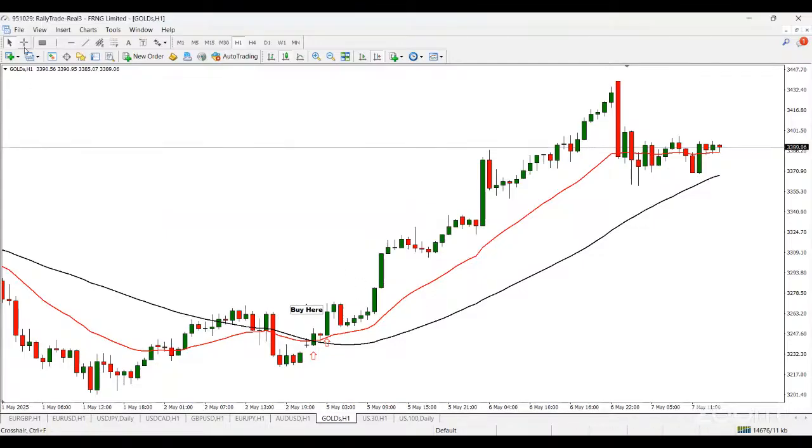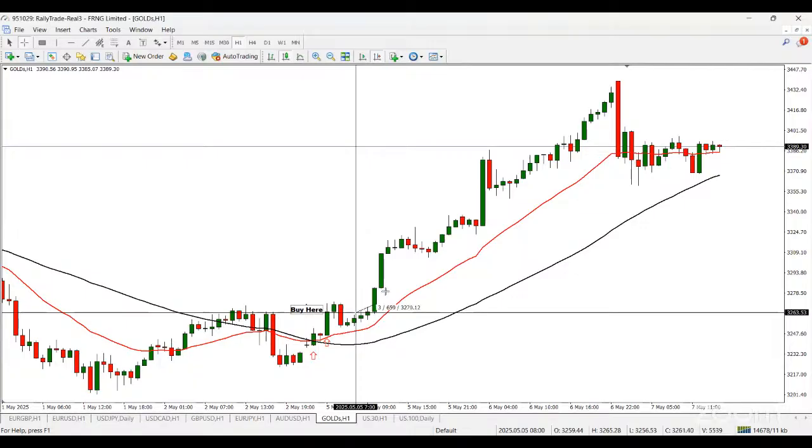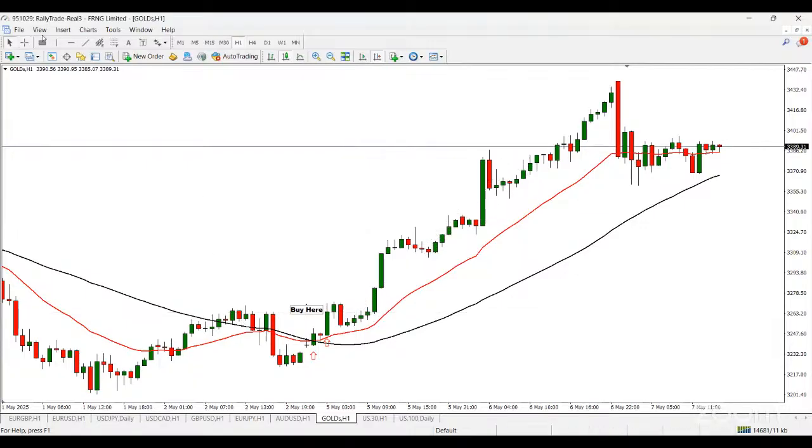Okay, just buy here, and of course, you make your money. In this case, how many pips would you have made? Can you see? That's a lot of pips. Remember, you target 10, 20 pips. Finally, remember that you put your stop loss. Here is where your stop loss is going to be, below the nearest low. And of course, it's still below the black line.